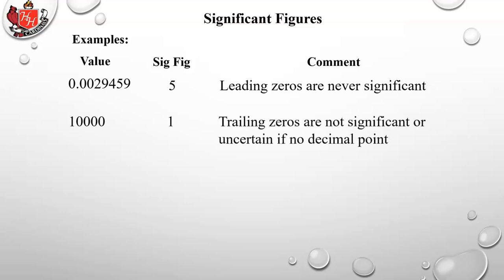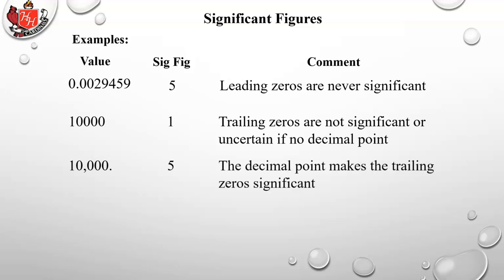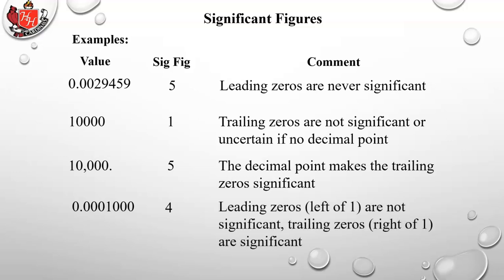Trailing zeros are not significant, or uncertain, if no decimal point exists. This one? That's 5 significant figures. The decimal point makes the trailing 0 significant. It may be unusual to see a decimal like that with nothing behind it, but it is written, and sometimes it's written for exactly this purpose, to indicate that those zeros are significant. And this one, 4 significant figures. Leading zeros left of the 1 are not significant. Trailing zeros to the right of 1 are, because there's a decimal.